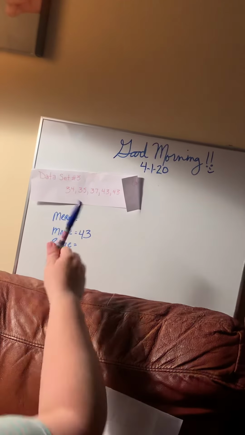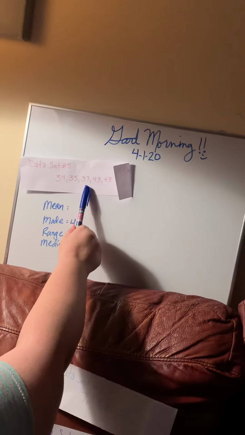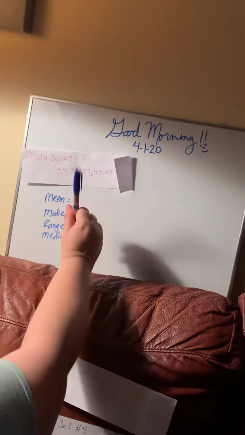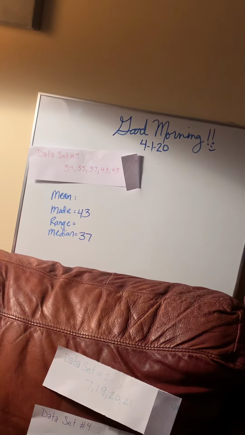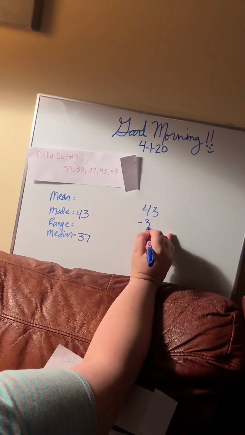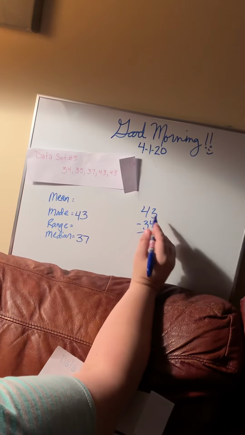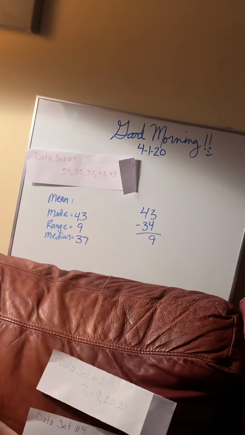All right, median. We have 1, 2, 3, 4, 5 numbers. So if we pick the one in the middle, we've got 2 above and 2 below, so 37 would be our median, okay? Our range, we've got 43, okay? We've got 34 is our smallest. When we subtract, we end up with 9. So our range is 9, okay?